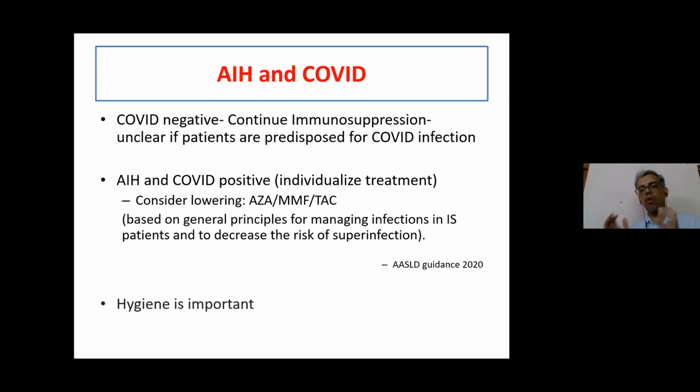In patients who are COVID negative and on immunosuppression, there is no data to suggest that we should reduce immunosuppression, as these patients probably are not predisposed to COVID infections because of immunosuppression. But if you have AIH with COVID infection, consider lowering the immunosuppression. These guidelines are by the AASLD, based on the general principles for management of infections in immunosuppression and to decrease risk of superinfection. Hygiene is the most important, and that's how we need to manage such patients.